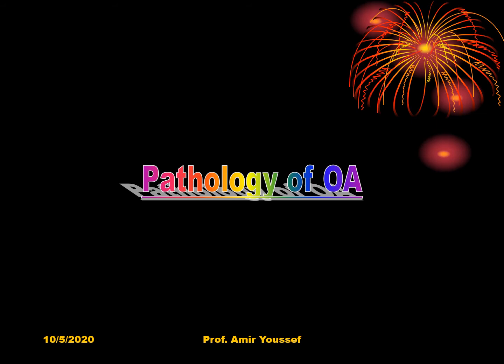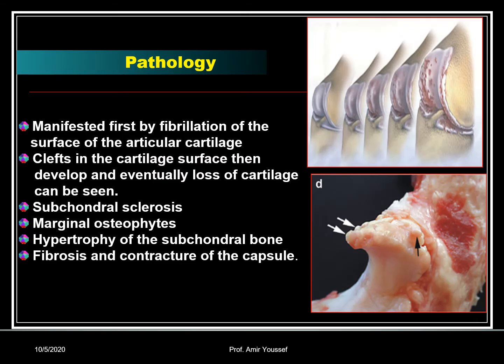Pathology of osteoarthritis. Manifested by fibrillation of the surface of the articular cartilage, as you see here. Clefts in the cartilage surfaces then develop, and eventually loss of cartilage can be seen. Start here and then cartilage completely destroyed.